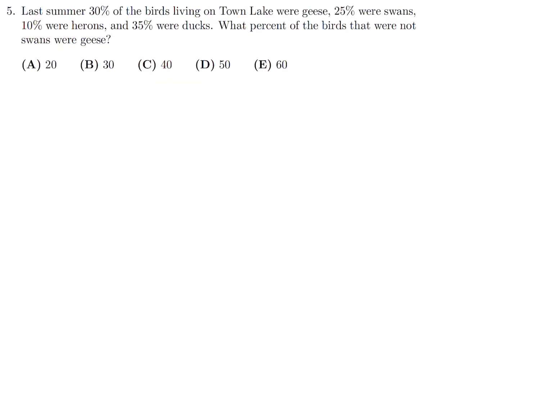Last summer, 30% of the birds living on Town Lake were geese, and 25% were swans, 10% were herons, and 35% were ducks. What percent of the birds that were not swans were geese? So let's just say the total number of birds is 100 to make it easy for ourselves. So that means that the geese, there's 30 of them, the swans, 25, herons, 10, and ducks, 35.